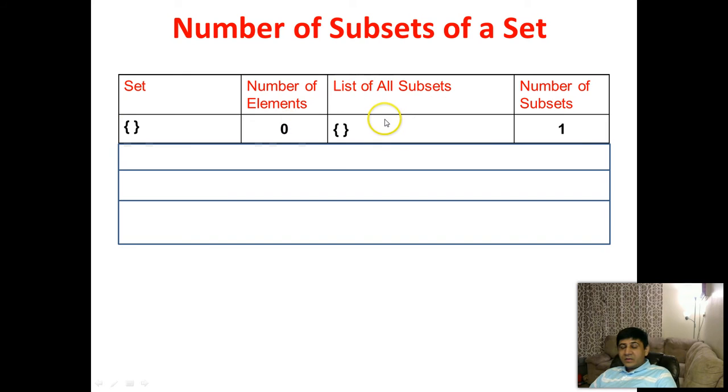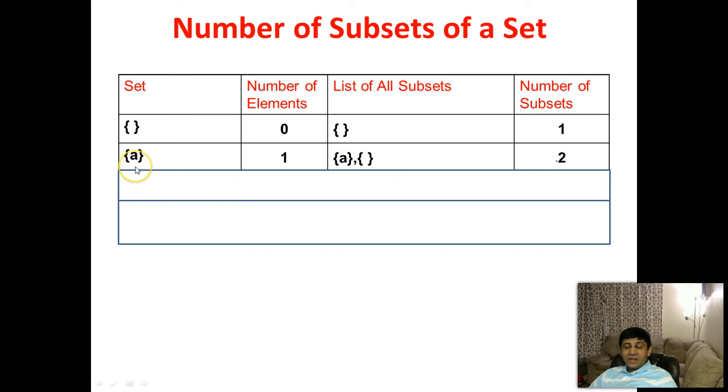So what are the subsets? If it's an empty set, the only subset is itself, which is the empty set again. So how many subsets are there? 1. If there is no element, we still have one subset. Now let's start with one element. If there is one element in the set, it will have two subsets, one itself, one the empty set. So the number of subsets is 2.